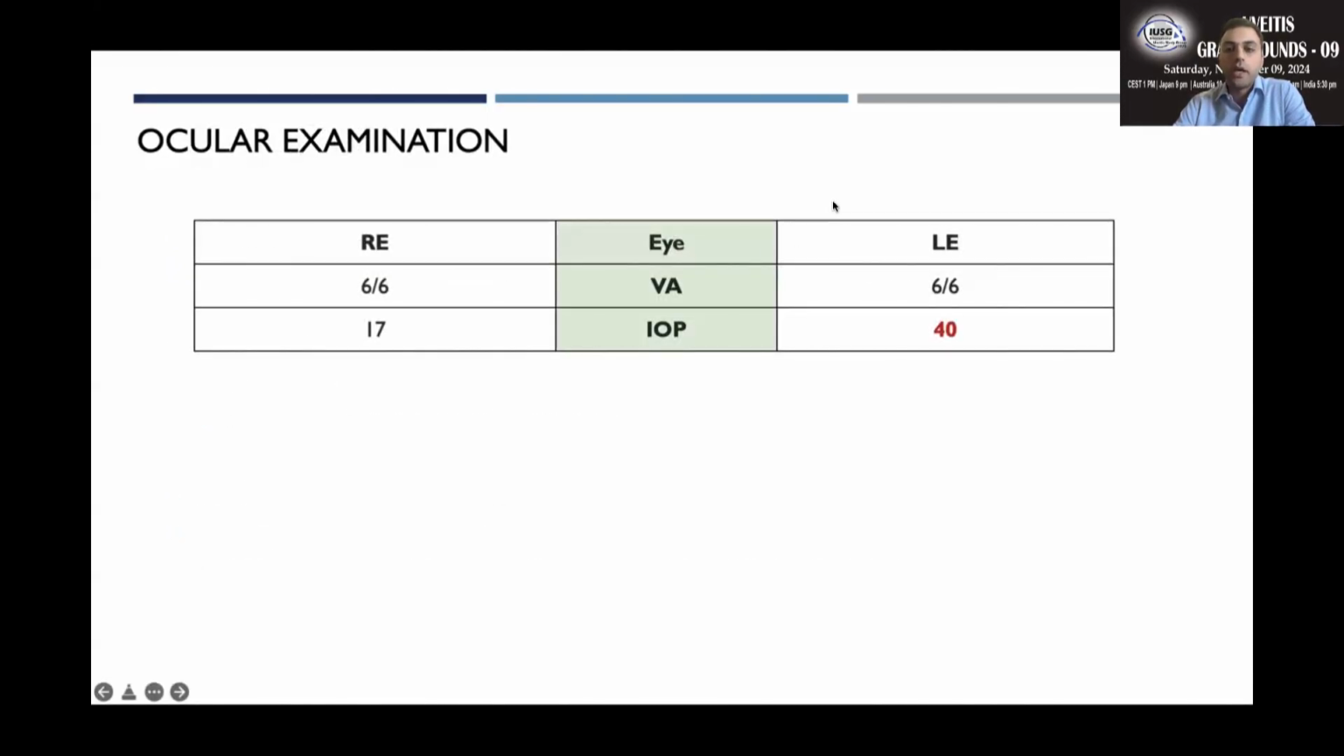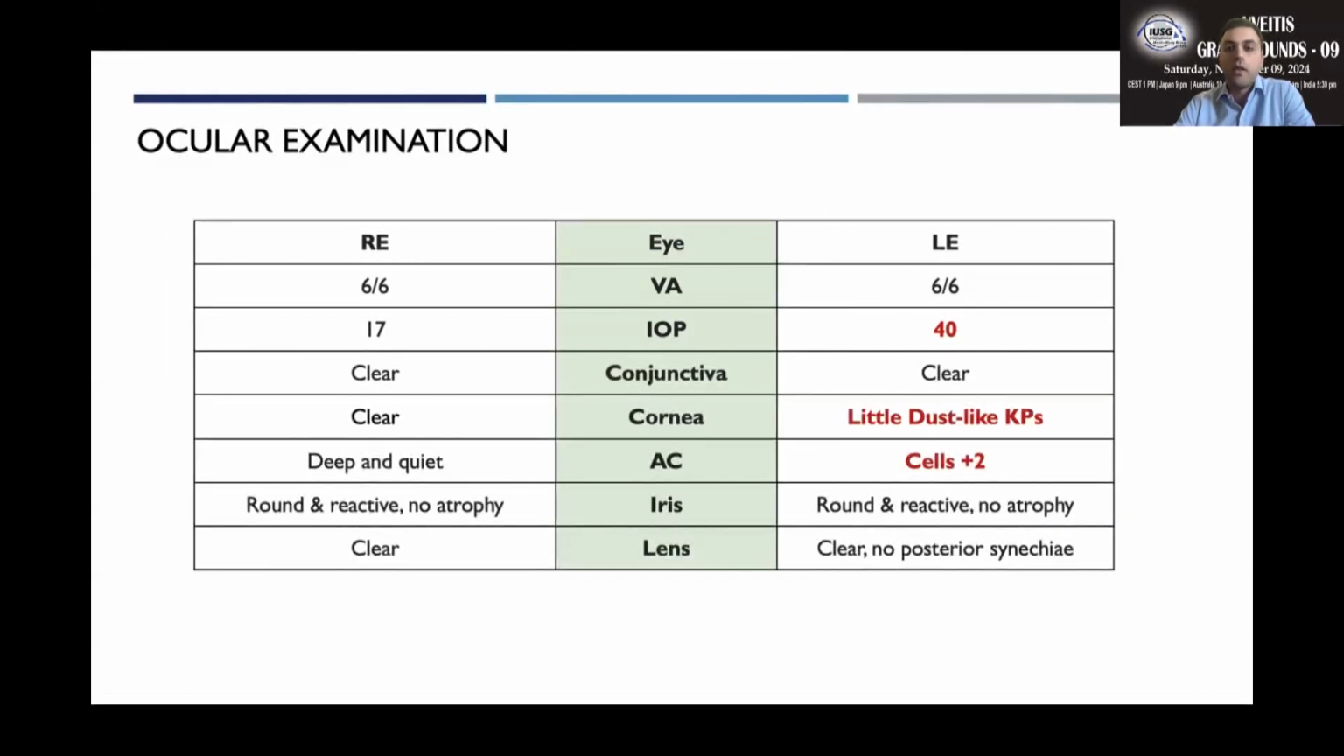On ocular examination, the visual acuity was 6/6 in each eye, the intraocular pressure was normal in the right eye, but measured at 40 millimeters of mercury in the left eye. The anterior and posterior segments of the right eye appeared normal. In the left eye, there was an anterior chamber reaction with dust-like keratic precipitates in the inferior cornea and +2 cells. There was no iris atrophy noted bilaterally, and no posterior synechiae were present.